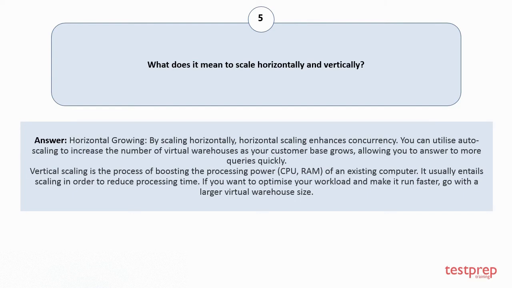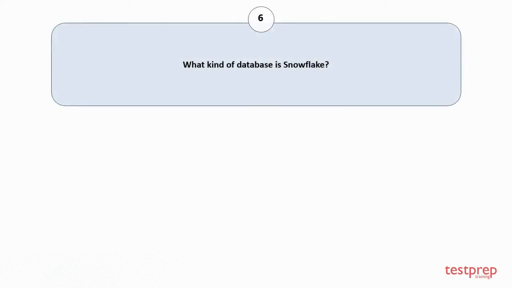to more queries quickly. Vertical scaling is the process of boosting the processing power of an existing computer. It usually entails scaling up in order to reduce processing time. If you want to optimize your workload and make it run faster, go with a larger virtual warehouse size. Question number 6, what kind of database is Snowflake?